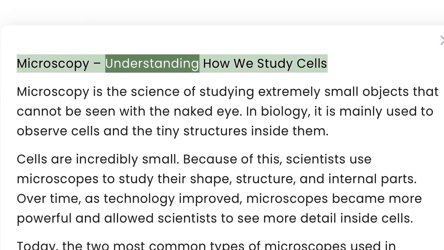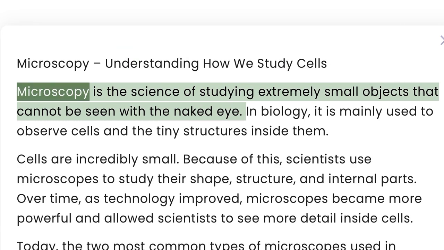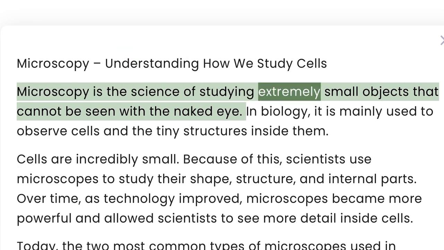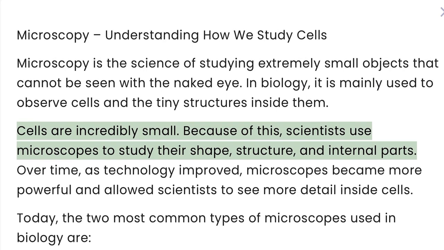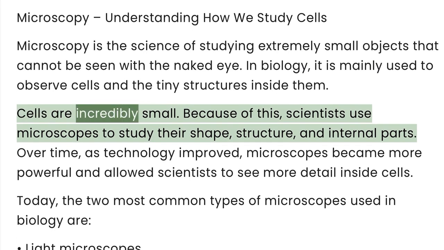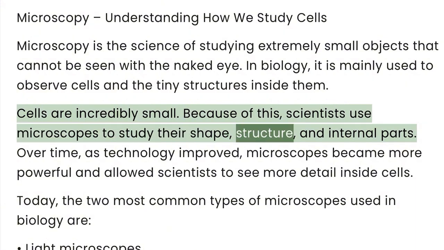Microscopy. Understanding how we study cells. Microscopy is the science of studying extremely small objects that cannot be seen with the naked eye. In biology, it is mainly used to observe cells and the tiny structures inside them. Cells are incredibly small. Because of this, scientists use microscopes to study their shape, structure, and internal parts.